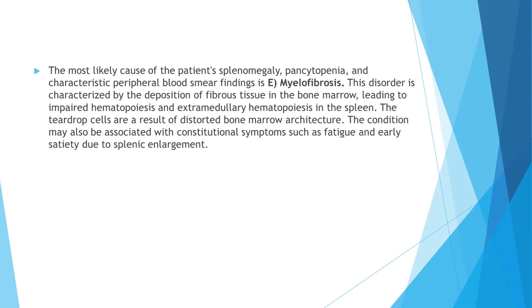Now, this disorder is characterized by the deposition of fibrous tissue in the bone marrow, leading to impaired hematopoiesis and extramedullary hematopoiesis in the spleen. The teardrop cells are a result of distorted bone marrow architecture. The condition may also be associated with constitutional symptoms such as fatigue and early satiety due to splenic enlargement.